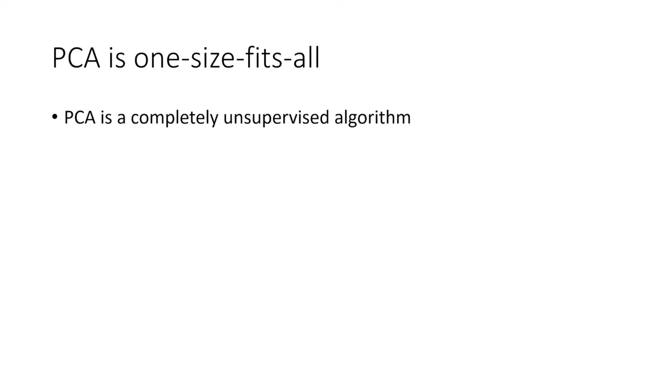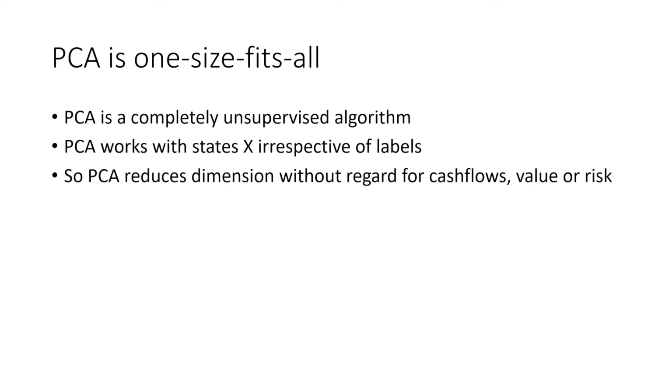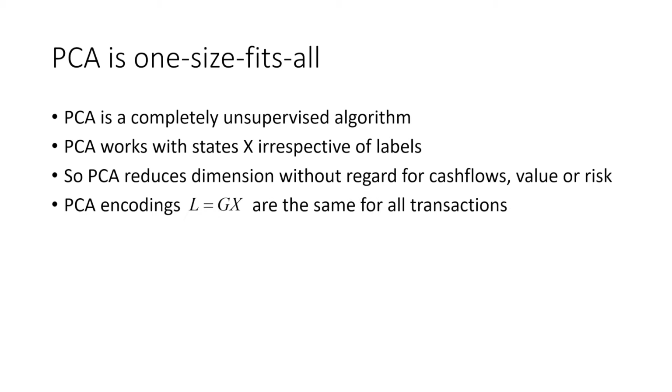So, classic PCA is fundamentally inadequate for risk management because PCA is one size fits all. PCA is a completely unsupervised algorithm. It works only with the state X and disregards any kind of labels. It follows that PCA reduces dimension without regard for either cash flows, value, or risk. Its low-dimensional encoding L equals GX only reflects the distribution of X, and it is identical for all transactions.